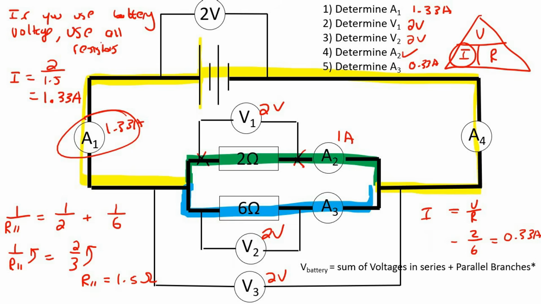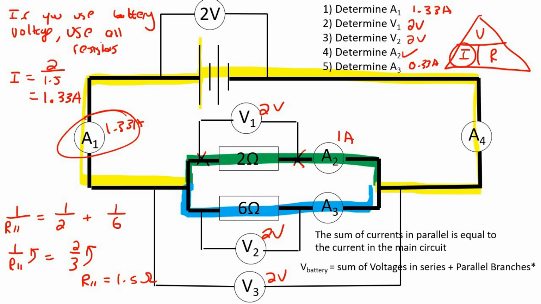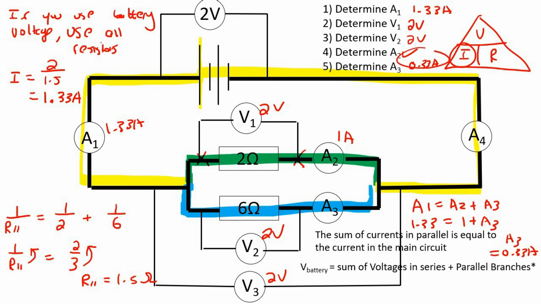The other way is to remember what we said in previous lessons. We learned that the sum of currents in parallel is equal to the current in the main circuit. The current in the main circuit is A1, so that'll be the same as A2 plus A3. So 1.33 is equal to A2, which is 1, plus A3. If you calculate A3, you would end up with 0.33 amps, which is exactly what we got over there.